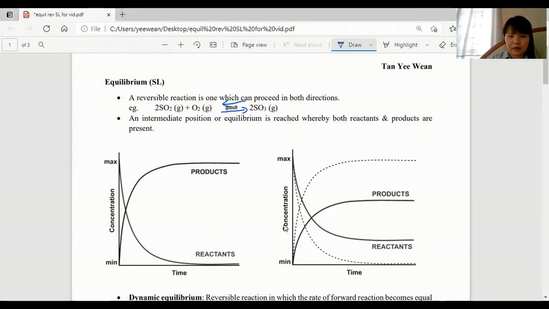So for example, here, if I have SO2 and oxygen, SO2 and oxygen will form SO3, but at the same time, SO3 will also form SO2 and oxygen. So the reaction is going both directions.